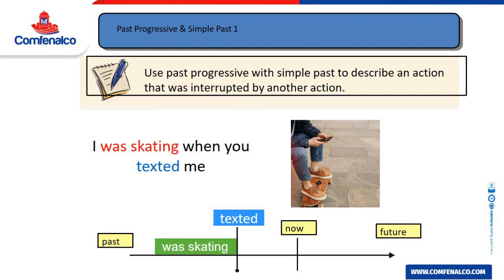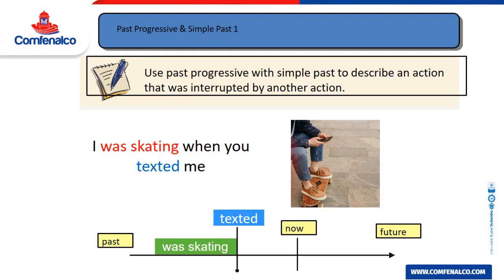Utilizamos el pasado progresivo o pasado continuo, es lo mismo, junto con el pasado simple para describir una acción que fue interrumpida por otra acción, ¿ok? So, if you can see this example, vamos a ver este ejemplo. I was skating when you text me. Yo estaba practicando patinetas o estaba en la patineta when you text me, ¿ok?